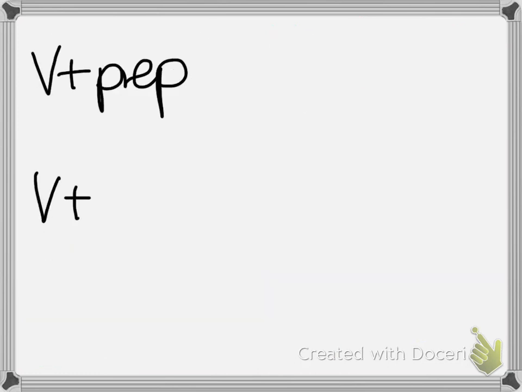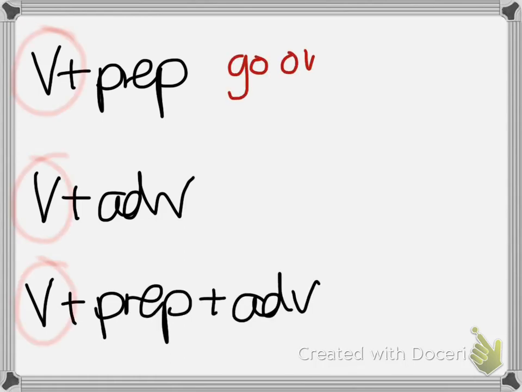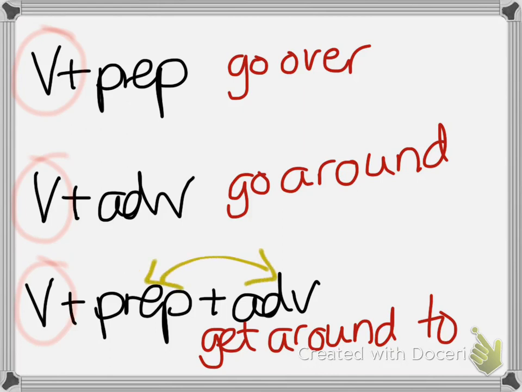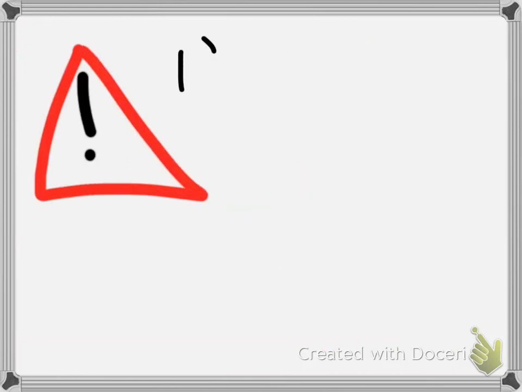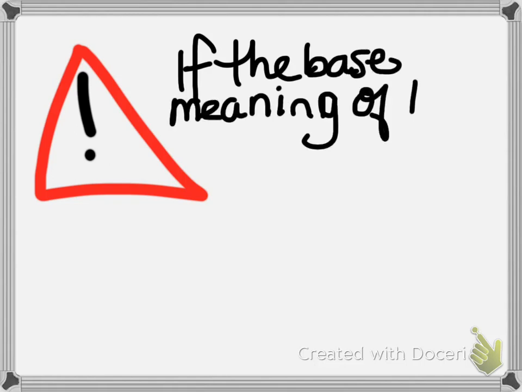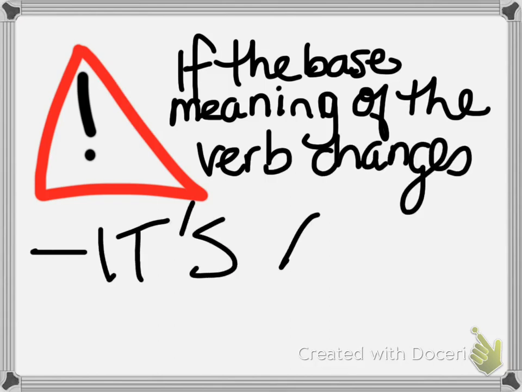In contrast, when it's a verb plus preposition, a verb plus an adverb, or a verb plus a preposition plus an adverb, or a verb plus an adverb plus a preposition, and the idea of the original verb changes, then it's a phrasal verb. And especially if you're using most English-only dictionaries, that's why the phrasal verbs are at the end of the entry of the verb, so that you don't confuse it with the original meaning of the verb. Okay? So, remember, if the base meaning of the verb, if the original meaning of the verb has changed, it's a phrasal verb.